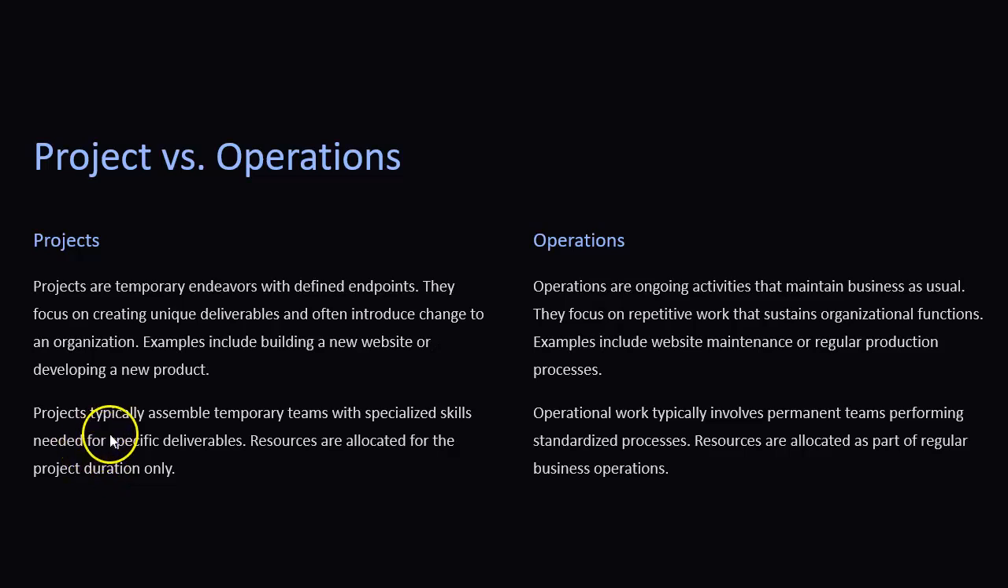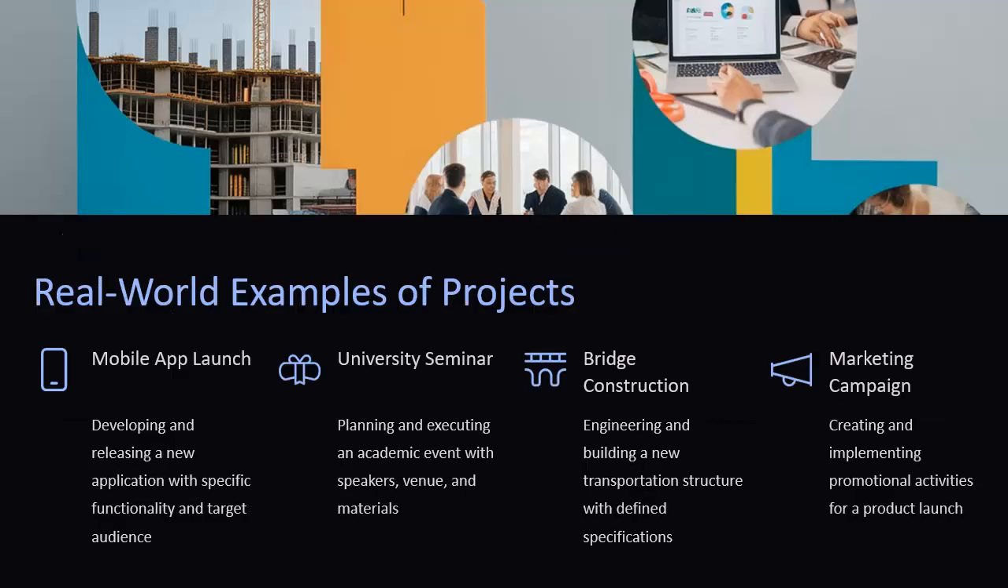In other cases, projects typically assemble temporary teams with specialized skills needed for specific deliverables. Resources are allocated for the project duration only. Whereas operational work typically involves permanent teams performing standardized processes, and resources are allocated as part of regular business operations.